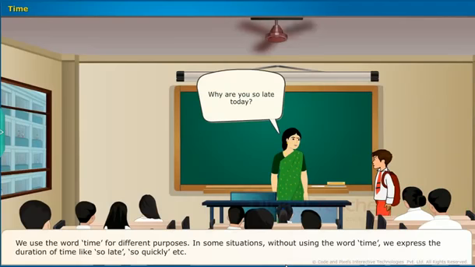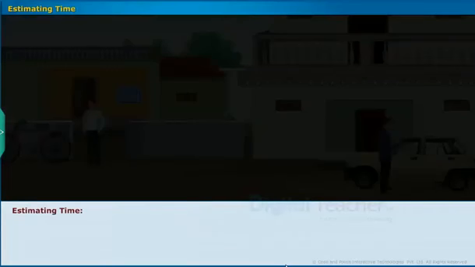We use the word time for different purposes. In some situations, without using the word time, we express the duration of time like so late, so quickly, etc. Let us know, how do we measure or estimate time?